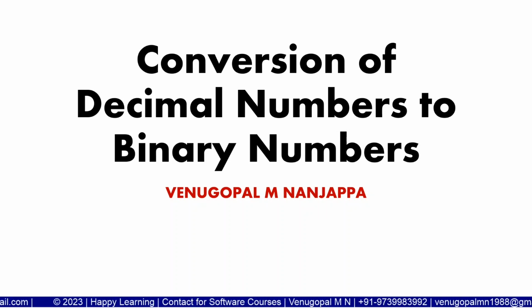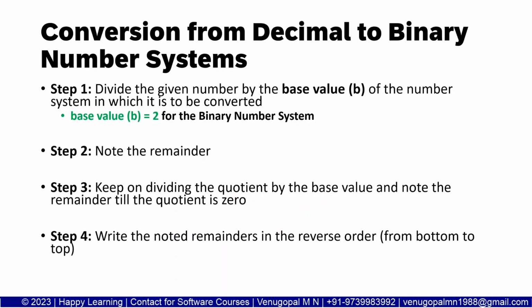Let us understand that. So these are the steps to be followed to convert any given decimal number to a binary number. There are 4 simple steps: step 1, step 2, step 3, and step 4. Let us understand each in detail.